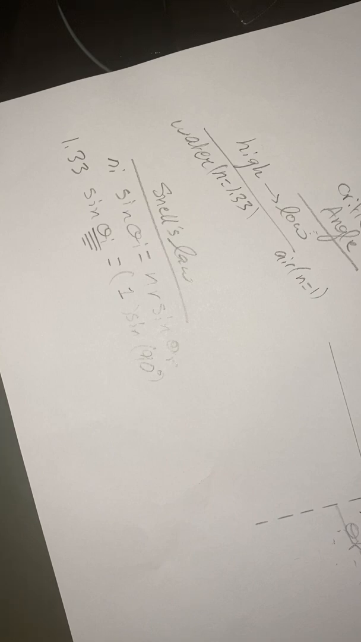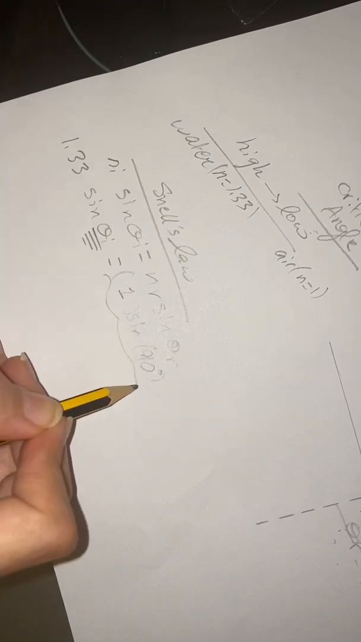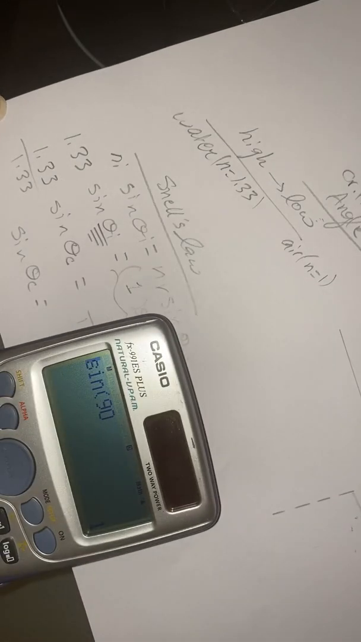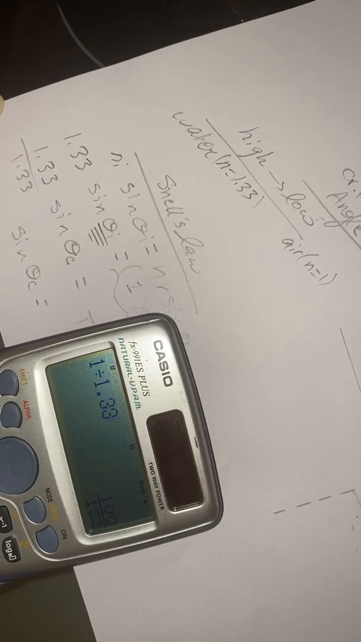As you all know, sine 90 is exactly 1. So all this phrase will change into just 1. 1.33 sine theta C is equal to 1. Divide by 1.33 both sides to keep the sine alone. Sine theta C is equal, by calculator, 1 divided by 1.33 is equal to 0.75.